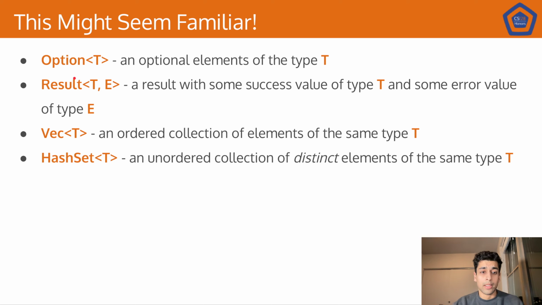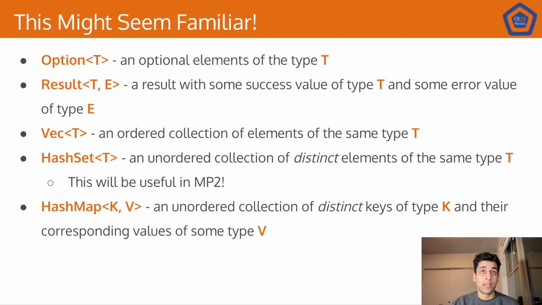We've seen a vector. You'll use hash sets, I believe, in MP2, and hash maps in MP3. So hash sets are just a collection of distinct elements of some type T. So they're unique elements of some type, and they're in this container. One thing to note is that there's no order to them. Hash sets don't give you any guarantee as to how they're ordered within, so be careful with that. Same thing with hash maps. It's like a dictionary, if you're familiar with that in Python. It's a collection of distinct keys of type K and their corresponding value.